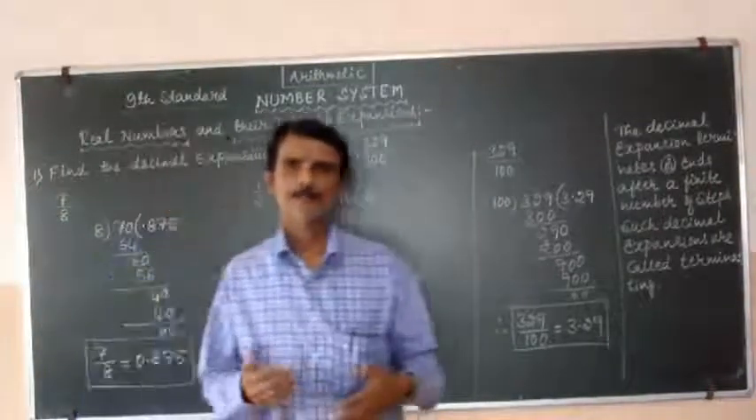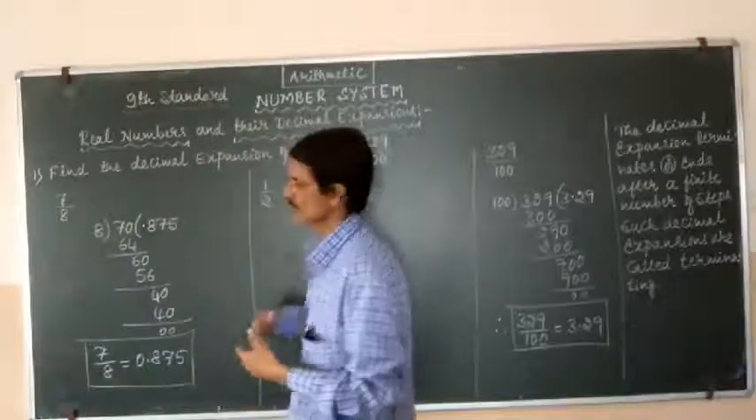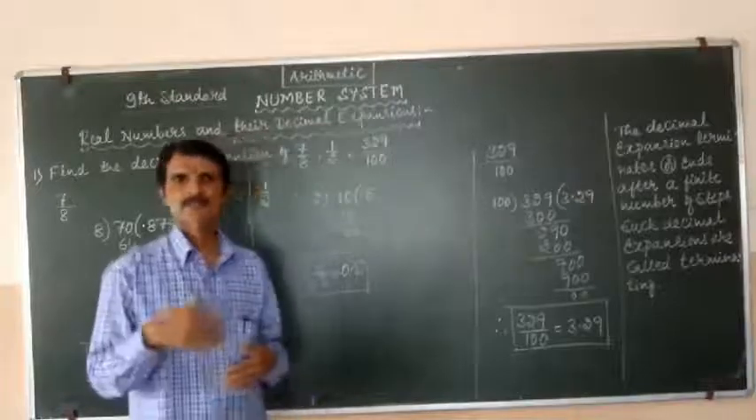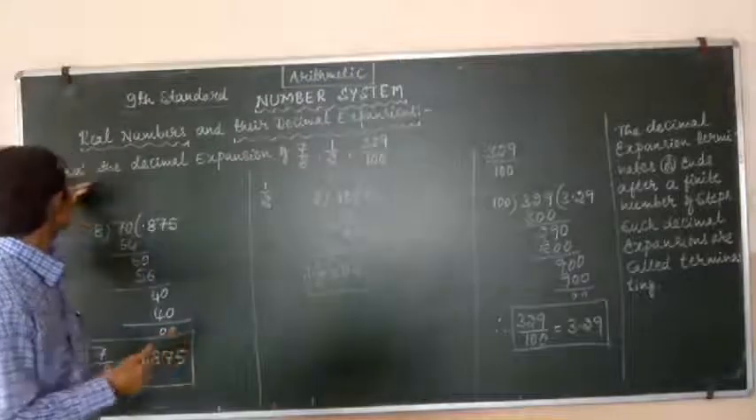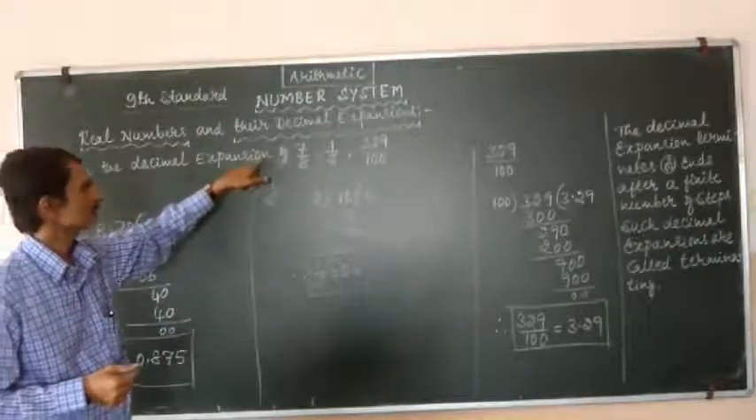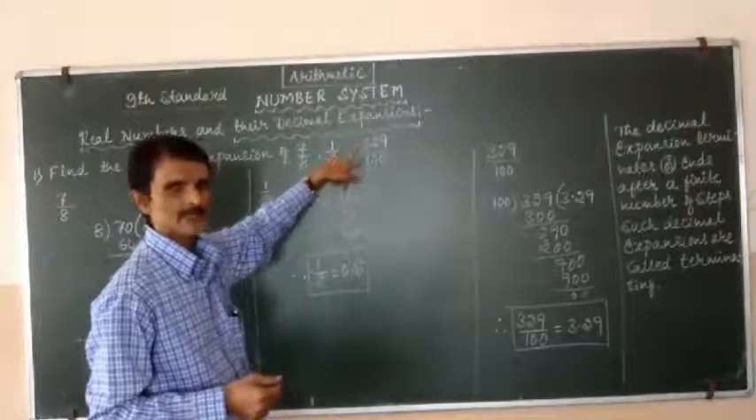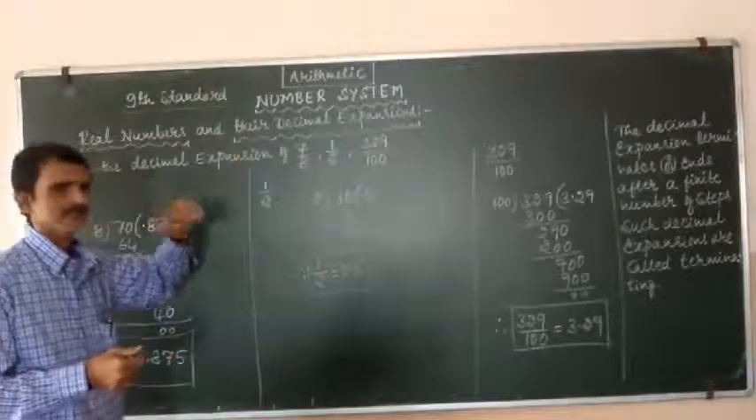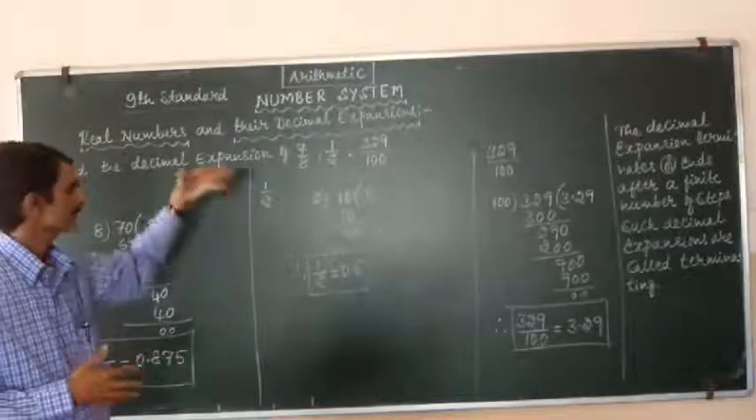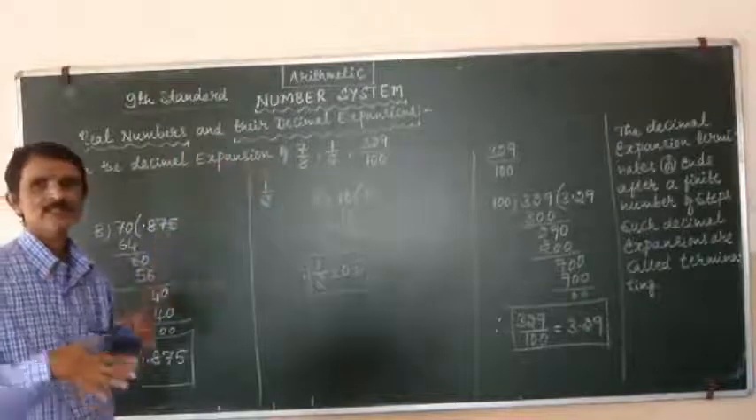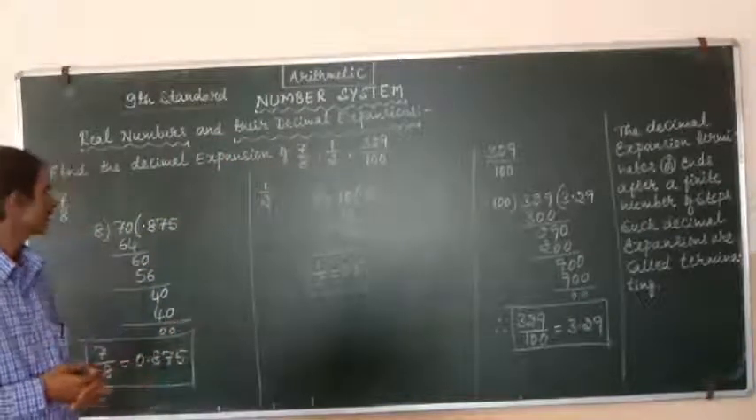Students, now we shall see the real numbers and their decimal expansions. Example: find the decimal expansion of 7 by 8, 1 by 2, 329 by 100. You are already familiar with how to convert fractions to decimals from the 6th and 7th and previous standards.